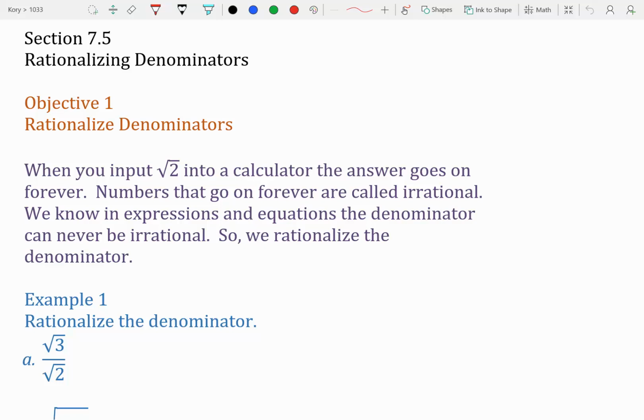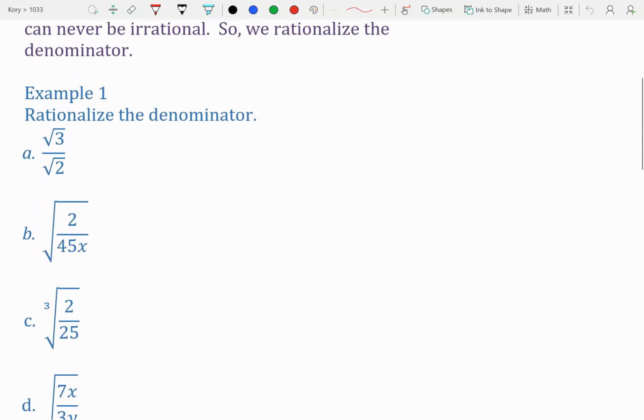Section 5.5, Rationalizing Denominators. Objective 1, rationalize the denominator. When you input the square root of 2 into a calculator, the answer goes on forever. Numbers that go on forever are called irrational. We know in expressions and equations the denominator can never be irrational, so we rationalize the denominator.